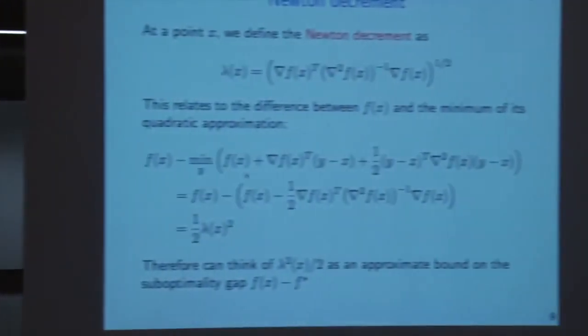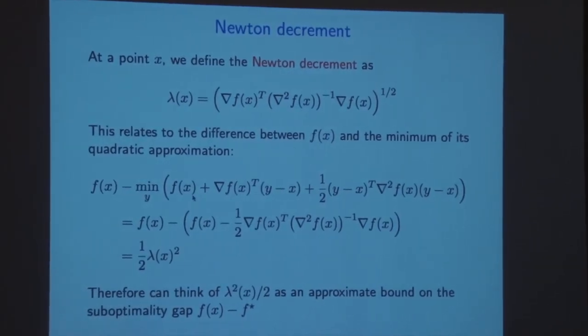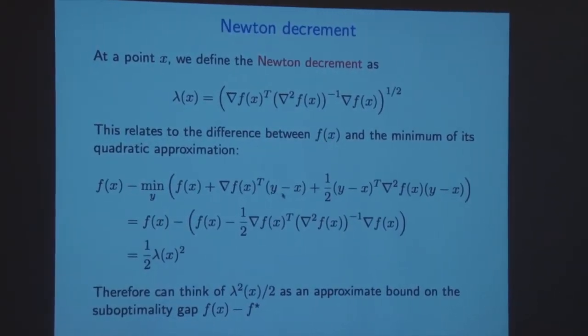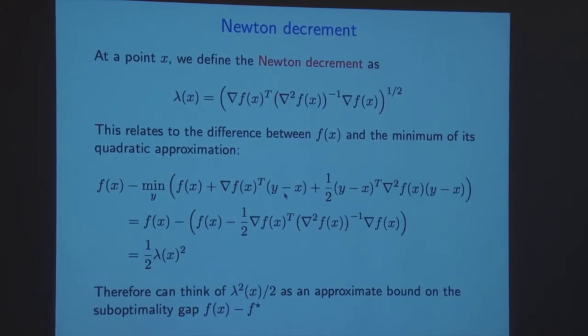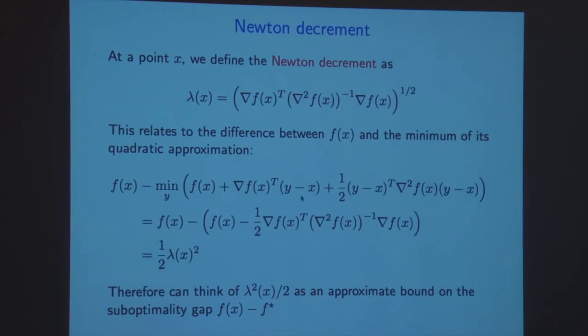And how do we see that it actually is equal to what I wrote up here? Well, we can just write it out. f of x minus the minimum of its quadratic approximation over all y. This is what we get when we plug in the Newton step, y equals x minus the Hessian inverse of the gradient. You'll see that just comes out to be f of x minus 1/2 the gradient transpose the inverse Hessian times the gradient. That's because we get a minus 1 times that term from here, and we get a plus 1/2 times that term from here.